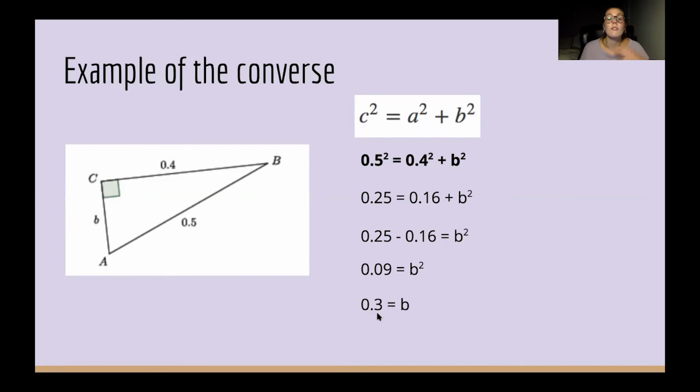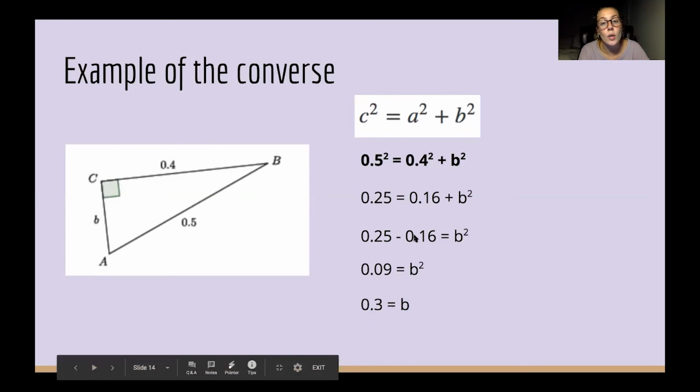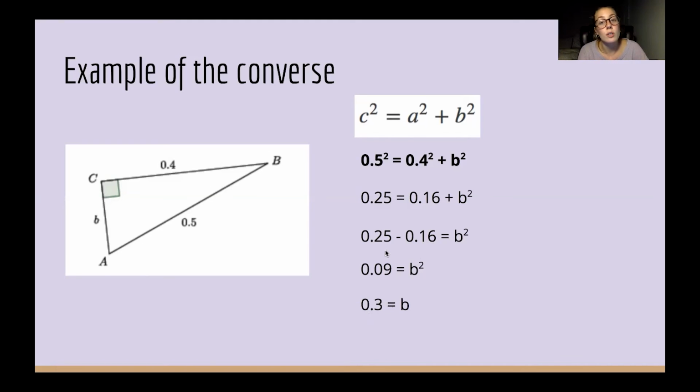So that might have been confusing. That might have been harder than the last examples that we've been doing. But if it was, then pause the video and go back through this and watch it again, maybe take some notes, really mark where we subtracted the 0.16 from the right side and also subtracted the 0.16 from the left side to get 0.09. So it's a little bit different, and this is us doing the converse of the Pythagorean theorem.